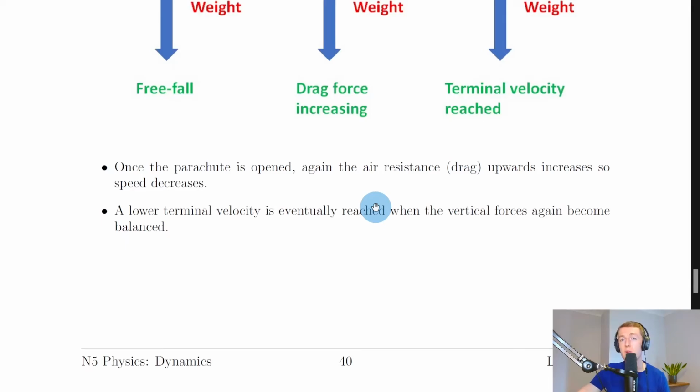Now the first terminal velocity reached by a skydiver is going to be too fast to hit the ground at, so it's not safe to hit the ground at that kind of speed. So what they need to do is open the parachute. Now when the parachute is opened, it says that again the air resistance or drag upwards increases, so the speed decreases. So we know that opening the parachute will cause a greater air resistance upwards, and that's going to slow the skydiver down. It then says a lower terminal velocity is eventually reached when the vertical forces again become balanced.